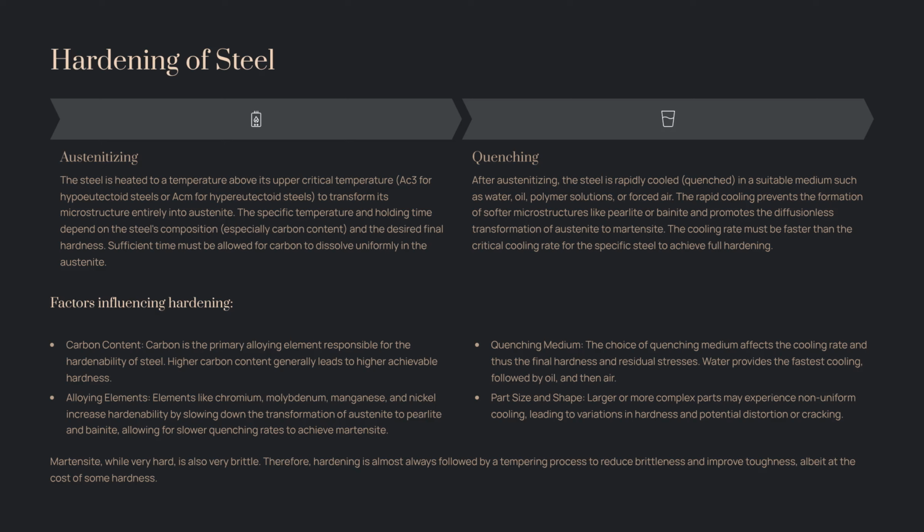Quenching medium. The choice of quenching medium affects the cooling rate and thus the final hardness and residual stresses. Water provides the fastest cooling, followed by oil and then air. Part size and shape. Larger or more complex parts may experience non-uniform cooling, leading to variations in hardness and potential distortion or cracking. Martensite, while very hard.